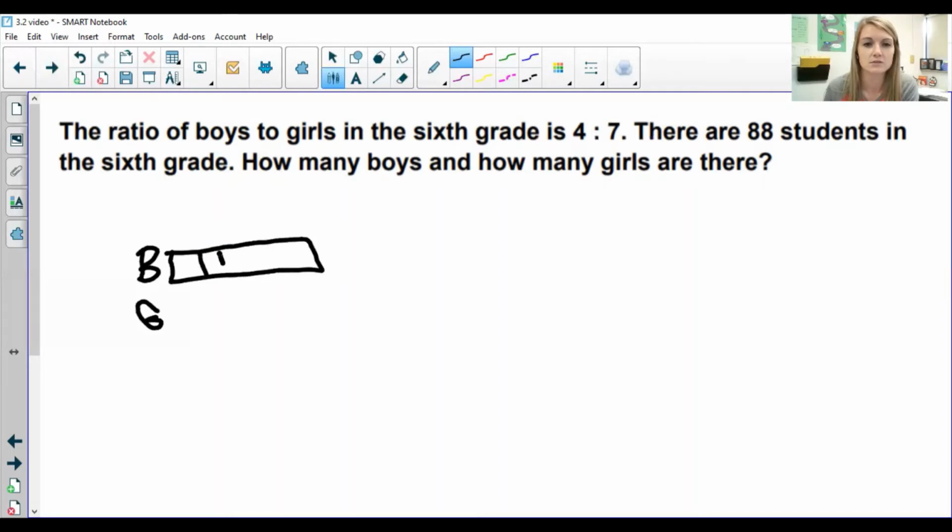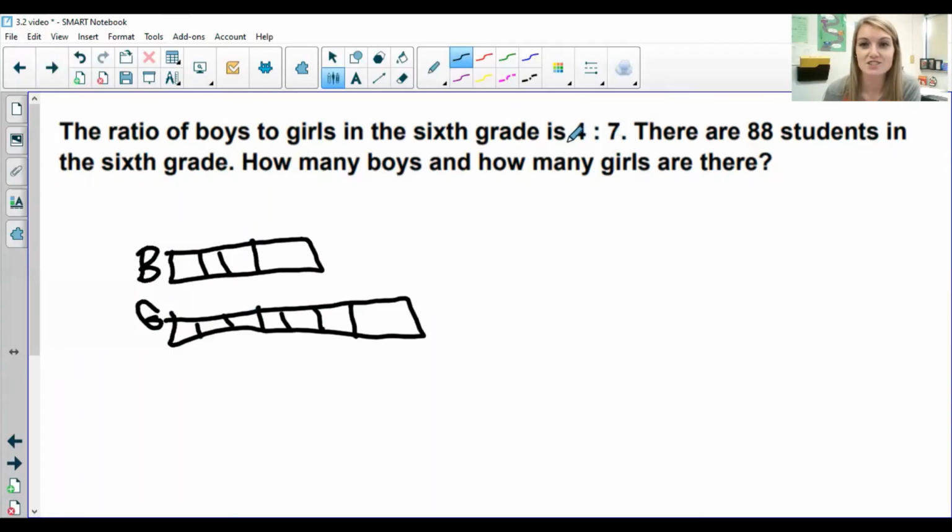1, 2. Oh, those are not equal at all. That's all right. We only need 4. Okay, and then the girls need 7. 1, 2, 3, 4, 5, 6. Not very equal, not very pretty, but there's my tape diagrams. We can figure it out, right? Okay, so my ratio is 4:7.